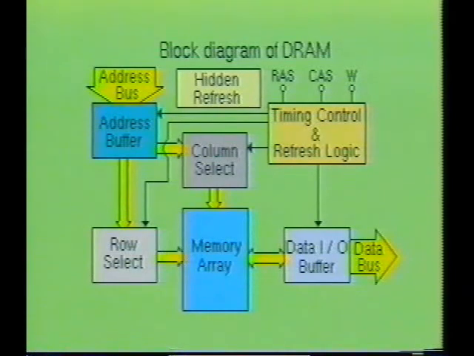Another variation of the RAS-only refresh method is referred to as hidden refresh. When using the hidden refresh method, the CAS input is held at a logic low instead of a logic high, as was used in the RAS-only method. This allows the valid data to remain at the output while the rows are selected and refreshed.